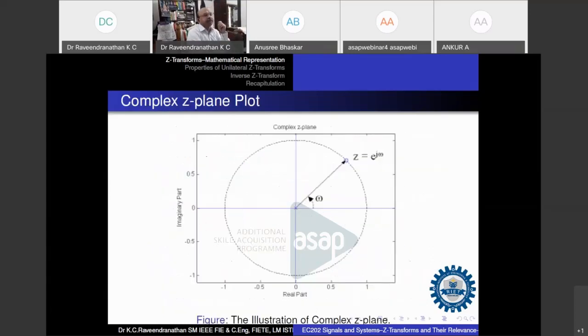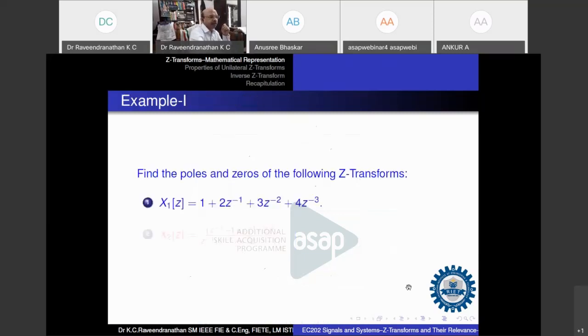Now let us look at the complex Z plane plot, where, as I have said earlier, z is often written as z equal to r e raised to j omega. Here omega is the angle. It's a magnitude-angle representation, and here r is taken as 1. That's why we get the unit circle, the concept of unit circle.